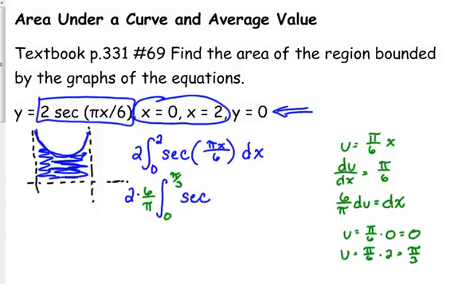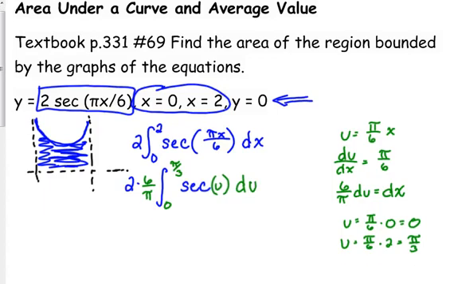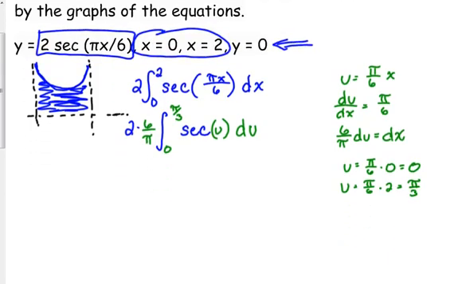Secant of u du. Now, what is the antiderivative of, let's see, we've got 12 over pi. What is the antiderivative of secant?